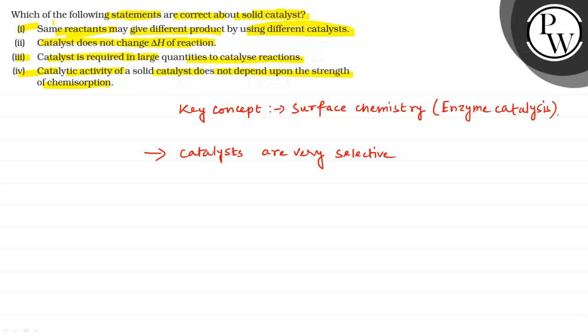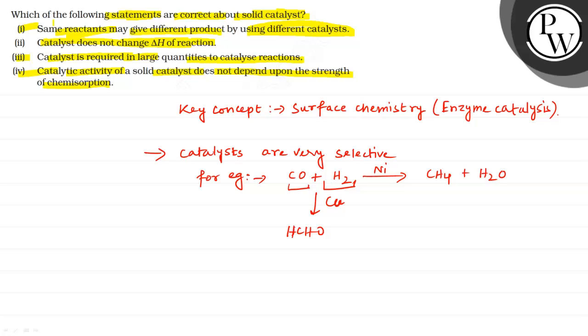So for example, if we take a reaction between carbon monoxide and hydrogen, in presence of nickel catalyst, it produces methane plus water. And with the same reactants, if we use copper catalyst, then we get formaldehyde, HCHO, a different product. So yes, catalysts are very selective and will produce different products from the same reactants by using different catalysts. So option 1 is correct.